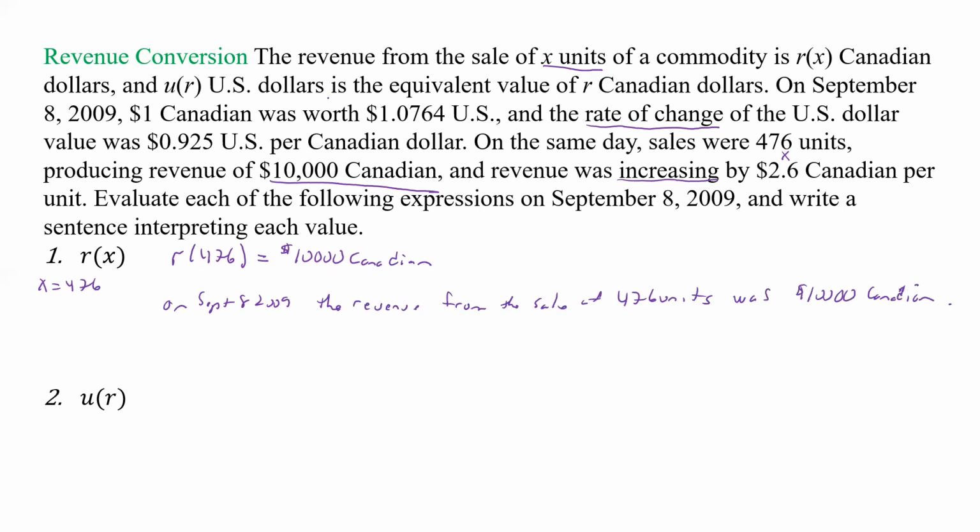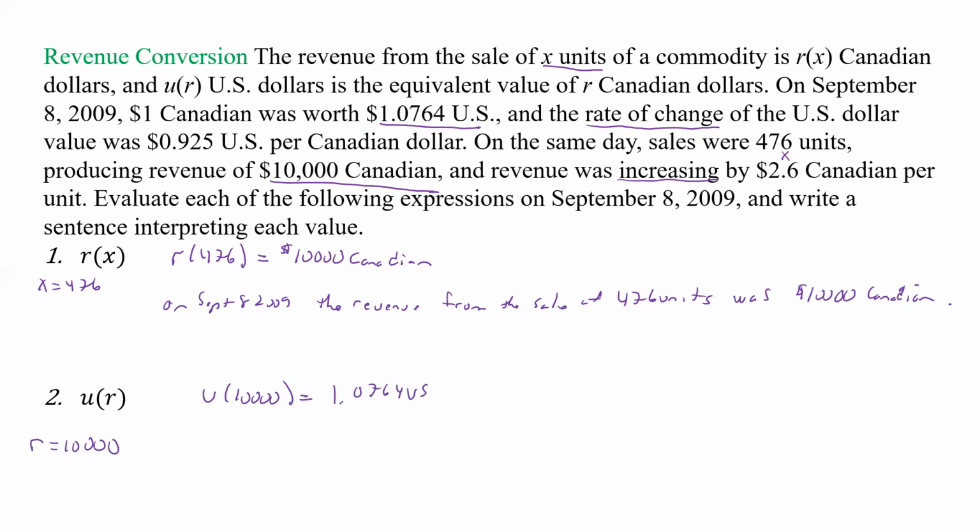Now, U is going to be US dollars. That's going to be equivalent to how many Canadian dollars there were. So R is the revenue in Canadian, and we need to convert that to US dollars. Here, R we just said was $10,000 Canadian, and so we know that U(10,000) is going to be equal to, well, we have that conversion rate. $1.0764 is going to be 1 Canadian dollar.